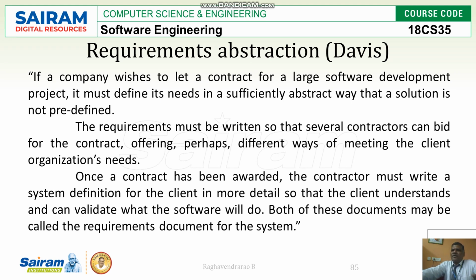How he specifies it is: a company wishes to let a contract for a large software development project. It must define its needs specifically, in an abstract way of solution, not predefined. Abstract is nothing but what? It is going to be vague information. He is not specific. The small way that he specifies, these are the requirements. Again, he is going to offer so many things. It must be in a written format that you should accept.